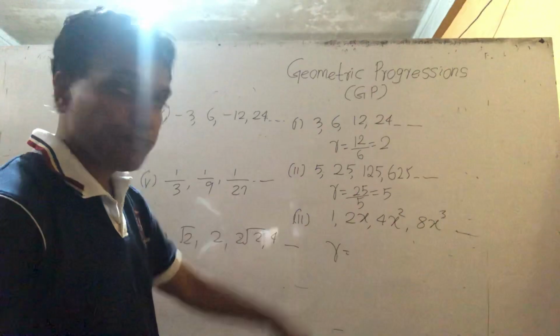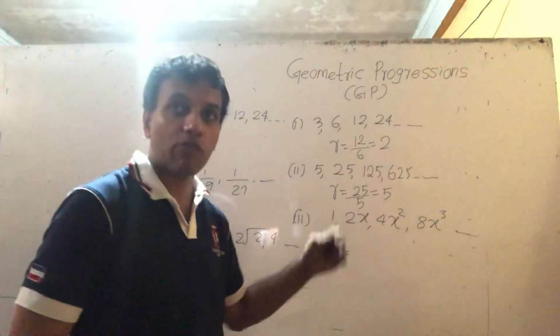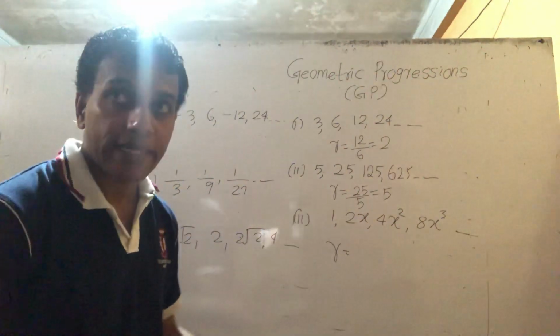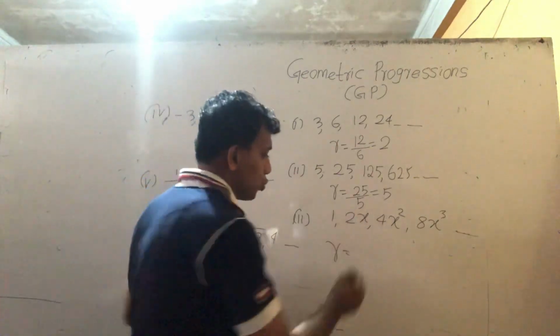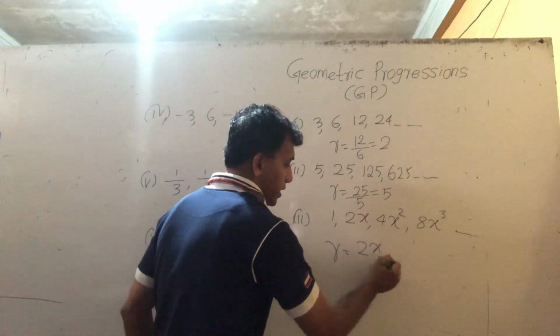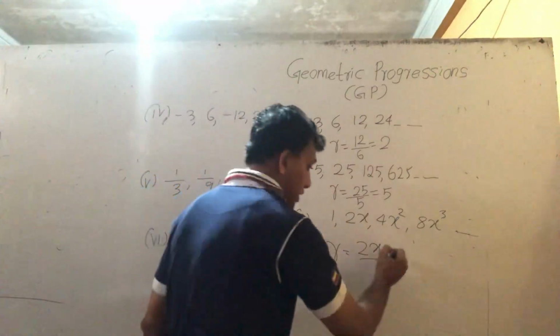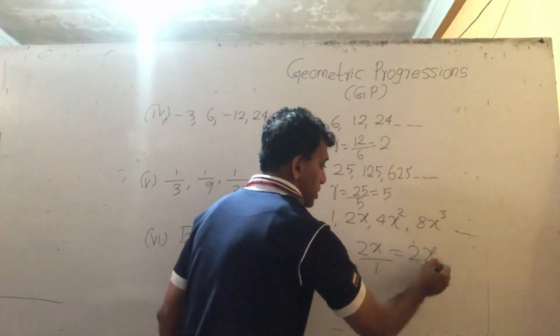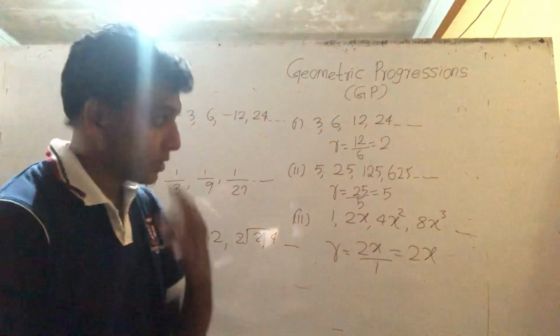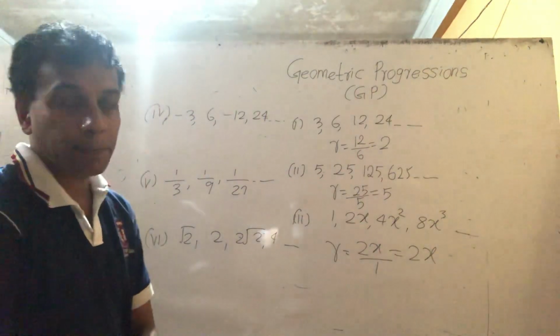So how about this one? 1 comma 2x comma 4x squared comma 8x cubed. Easy, if I take 2x divided by 1, what is 2x divided by 1? That is 2x, right? That's the common ratio there.